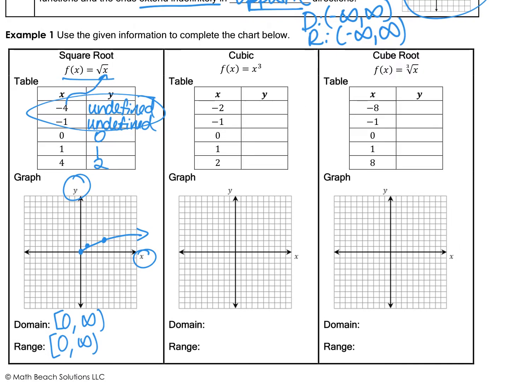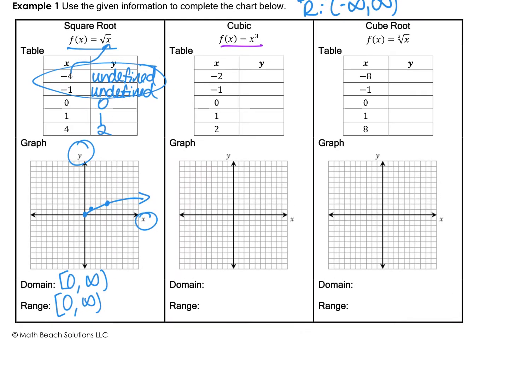Now let's look at the cubic. So we're going to plug in some points. Here we're given the x values again, so we're going to substitute it in. -2 cubed, which means -2 times -2 times -2 is -8. -1 cubed is -1. 0 cubed is 0. 1 cubed is 1. 2 cubed is 8. So let's plot those points. And then it could keep going both directions.